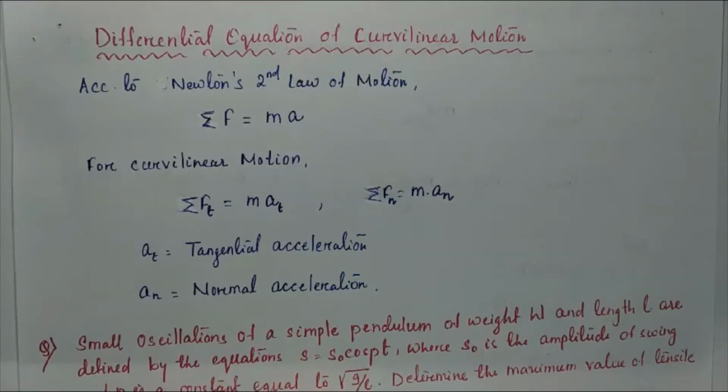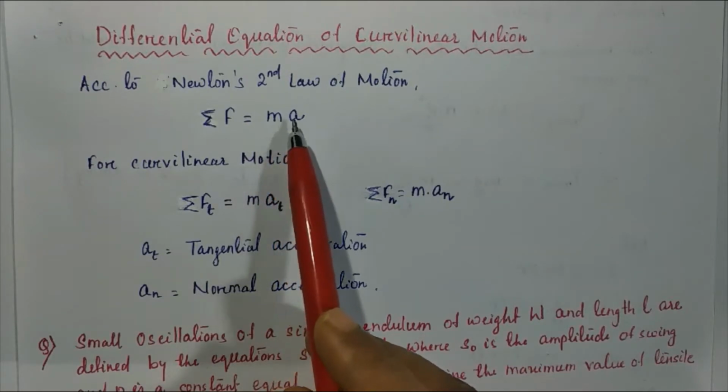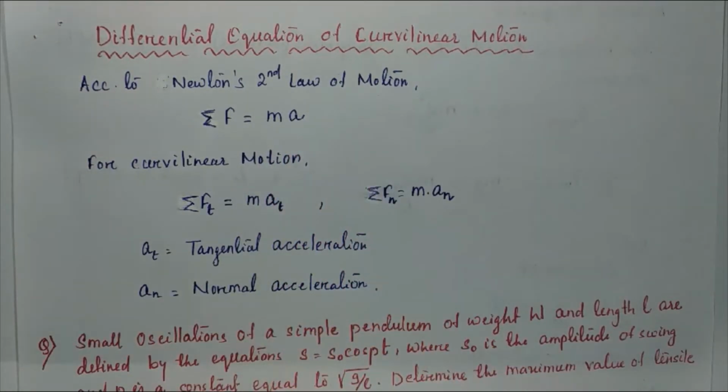Hello everyone. In this lecture we will discuss the differential equation of curvilinear motion. Earlier we discussed Newton's second law of motion. According to Newton's second law, we consider summation of F is equal to ma, where m is the mass of the body and a is the acceleration with which the body is moving.